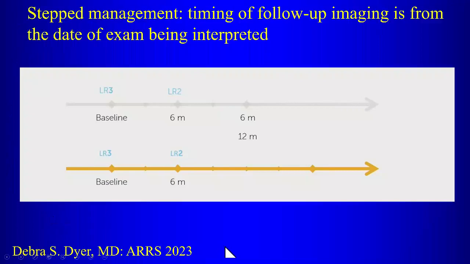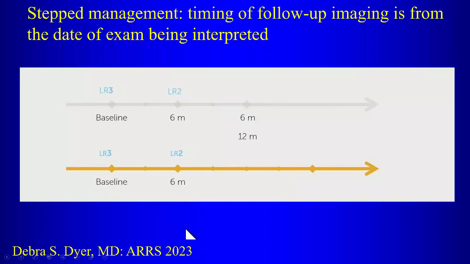Okay? And the other thing is they've clarified this idea of stepped management. So the timing of the follow-up imaging is from the date of the exam being interpreted. So if we had somebody who had a score of Lung-RADS 3, okay, at baseline, next follow-up for that patient should be in 6 months. But let's say at 6 months they come back and this lesion has not changed. Well, now that lesion gets downgraded to a Lung-RADS 2. And so the question is, well, when should their next follow-up be?